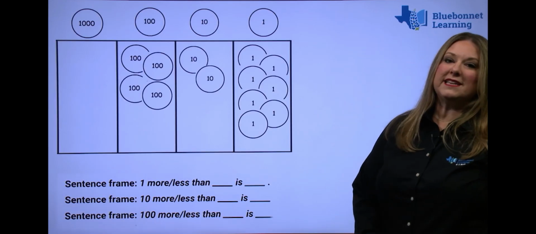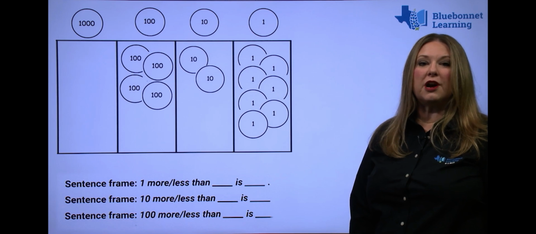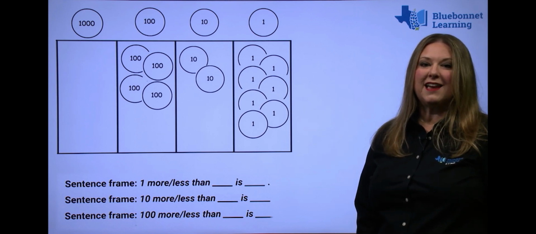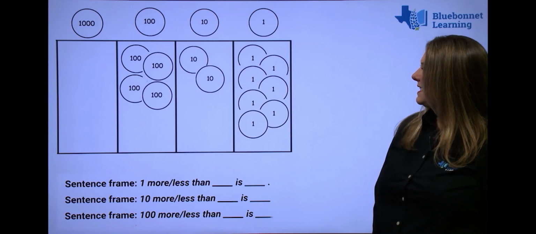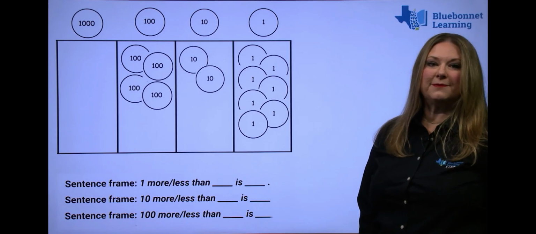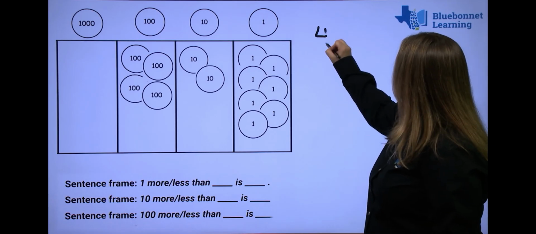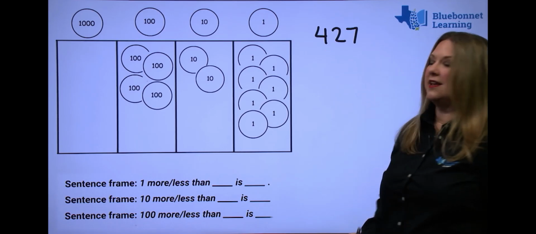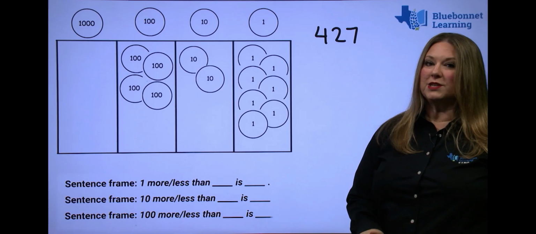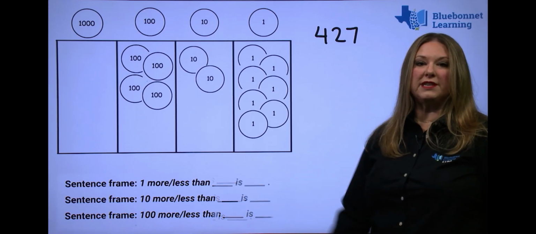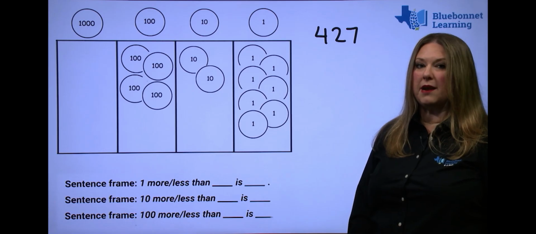Okay, put your place value discs and your place value chart away. Now I want you to only look at mine. What number is represented on my place value chart? That's right, I have 427. Now you're going to have to watch what I do to tell me which sentence frame we're going to use and how I'm changing my number.